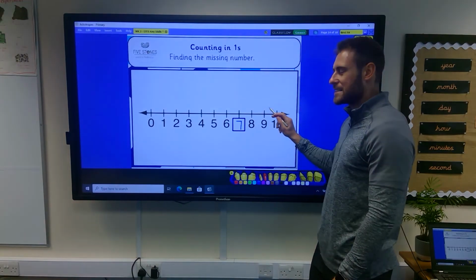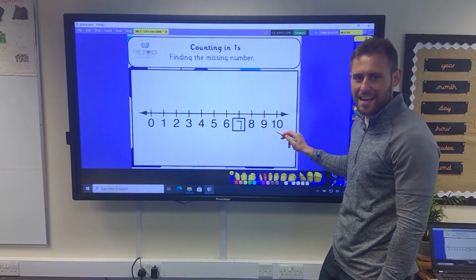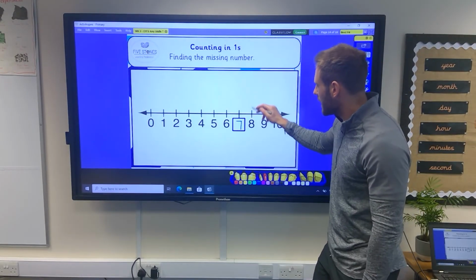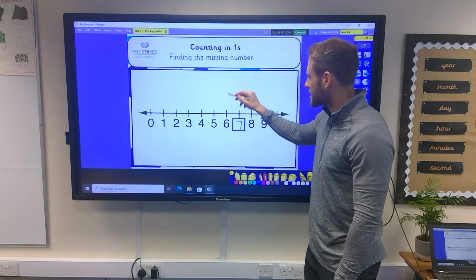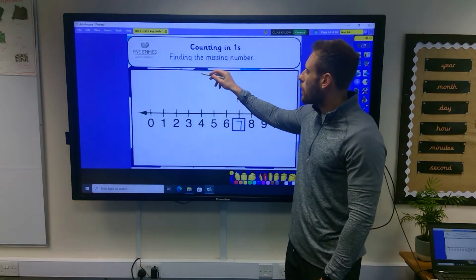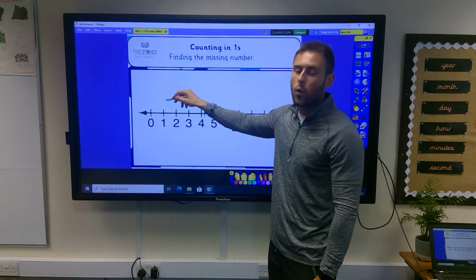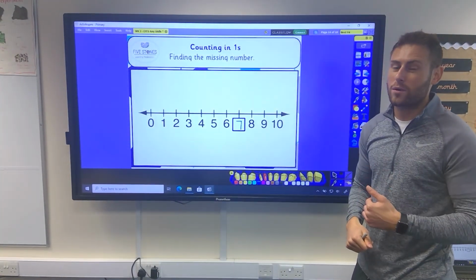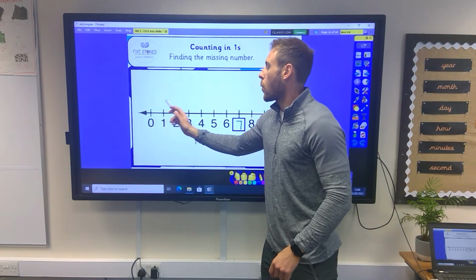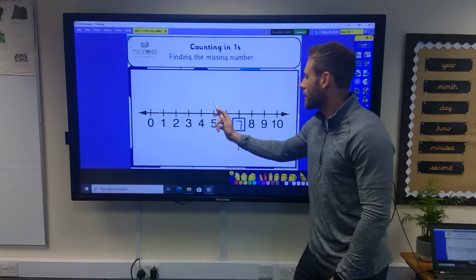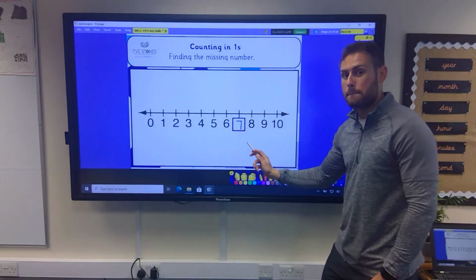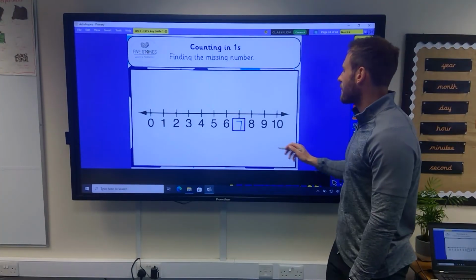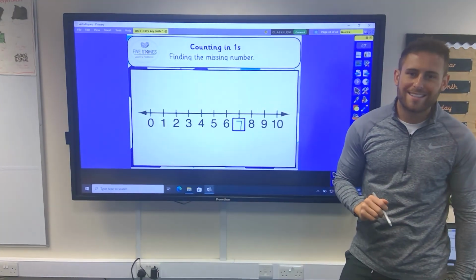7, 8, 9, 10. Right, let's count backwards. 10, 9, 8, 7, 6, 5, 4, 3, 2, 1, 0. Brilliant. Now we're going to count forwards nice and quickly. You ready? 1, 2, 3, 4, 5, 6, 7, 8, 9, 10. Great work. So you are right. This was the number 7.